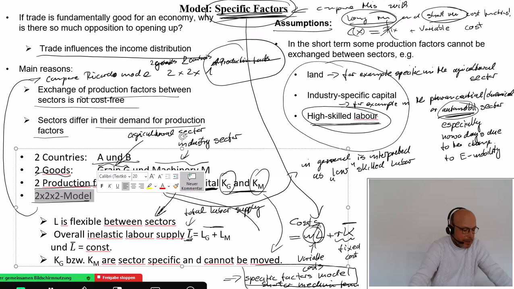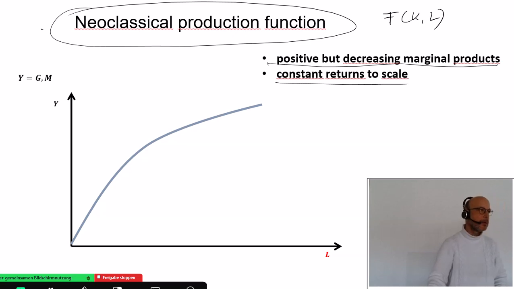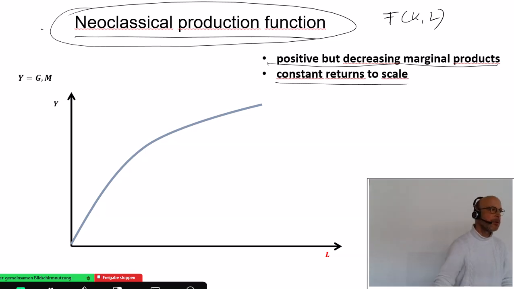So now we have two goods, two countries, and two production factors. Now we have to specify our production function depending on capital and labor. And there we assume this neoclassical production function. This production function exhibits two assumptions, positive but decreasing marginal products.